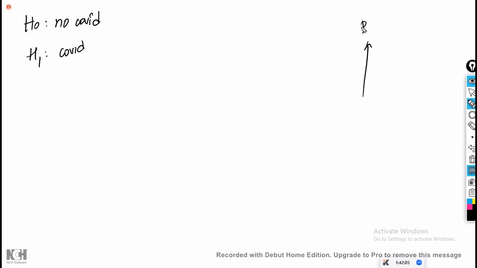For saying that you're not having COVID, there is no need, everyone knows that one. To prove that you are having COVID, you have to do the test. For proving that you are not having COVID, there is no need of any test. Right? So here the null hypothesis says that the person is not having COVID, and the alternate hypothesis says the person is having COVID. Null and alternate hypotheses are clear.